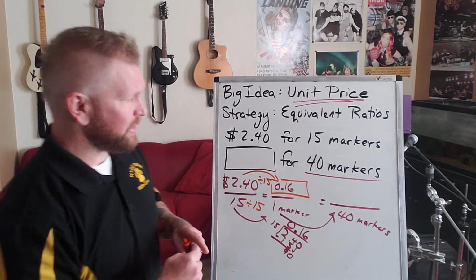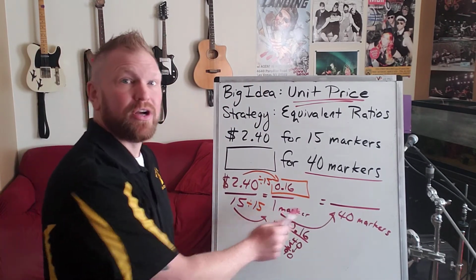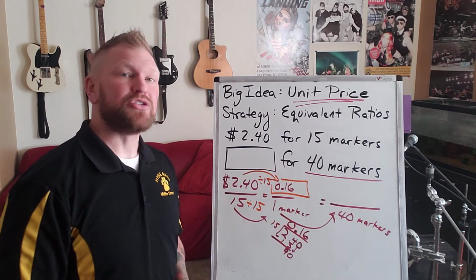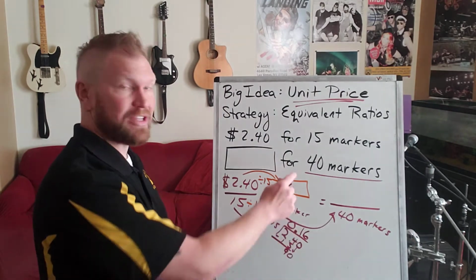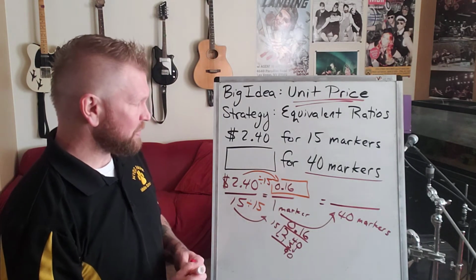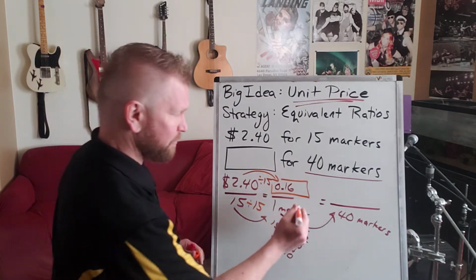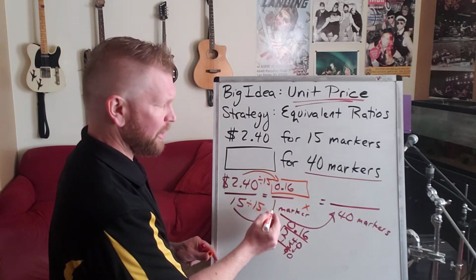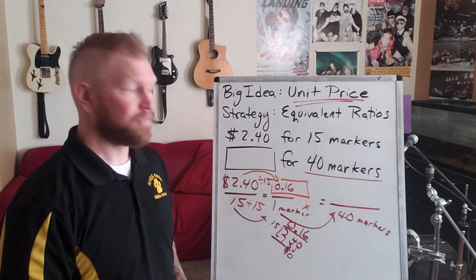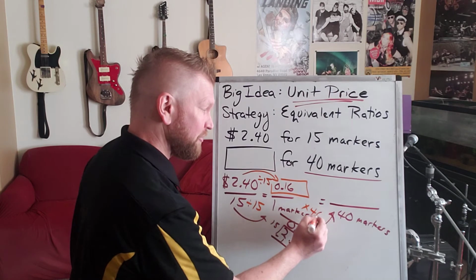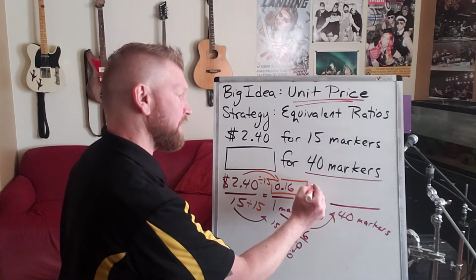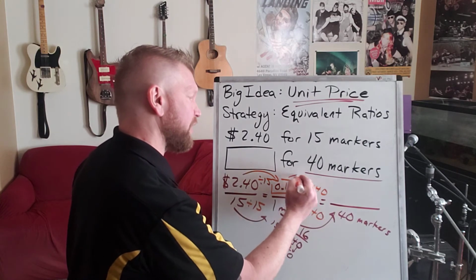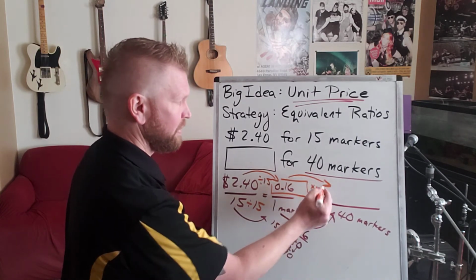Okay, so now the question is, how do we change one marker to 40 markers? Remember that you're allowed to multiply or divide anything you want in the denominator as long as you do the same thing to the numerator. So this time, instead of dividing, we're going to multiply. What do you have to multiply by 1 to make it equal 40? That's pretty easy. 1 times 40 is 40. But if we multiply the denominator by 40, we have to multiply the numerator by 40 as well.